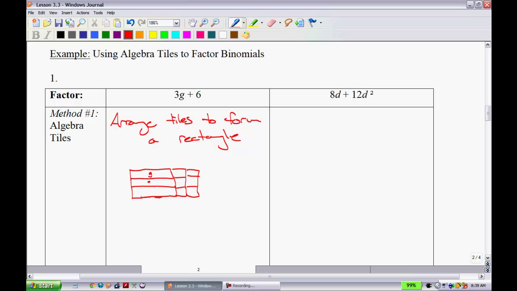All right, so these are my g's, and these are my integers right here. Well, now if you simply just look at the side lengths, let's say I'll take this top one up here, I have a g and a 2, so that is g plus 2. And if I take this side, a 3, you've therefore factored this. All right, so we can write 3g plus 6 as the factors 3, all multiplied by g plus 2. All right, it's one way using algebra tiles.